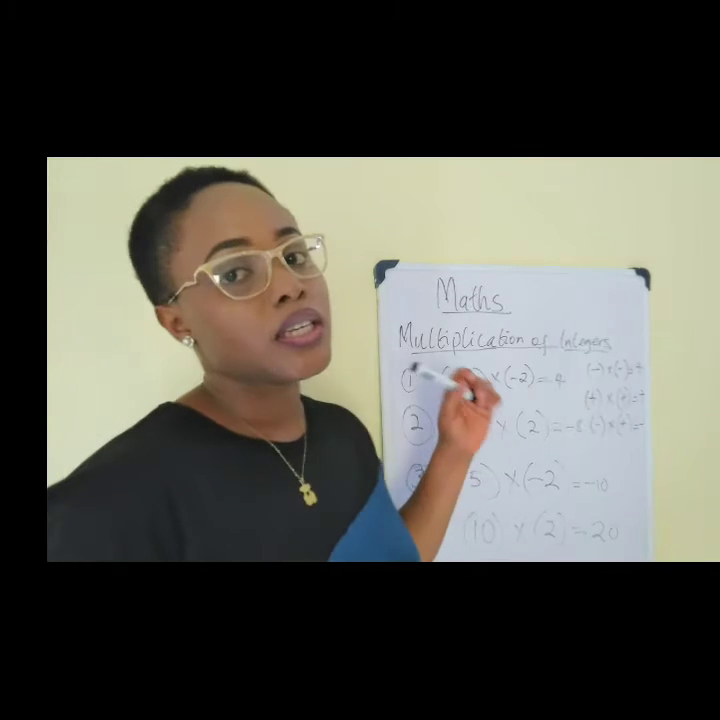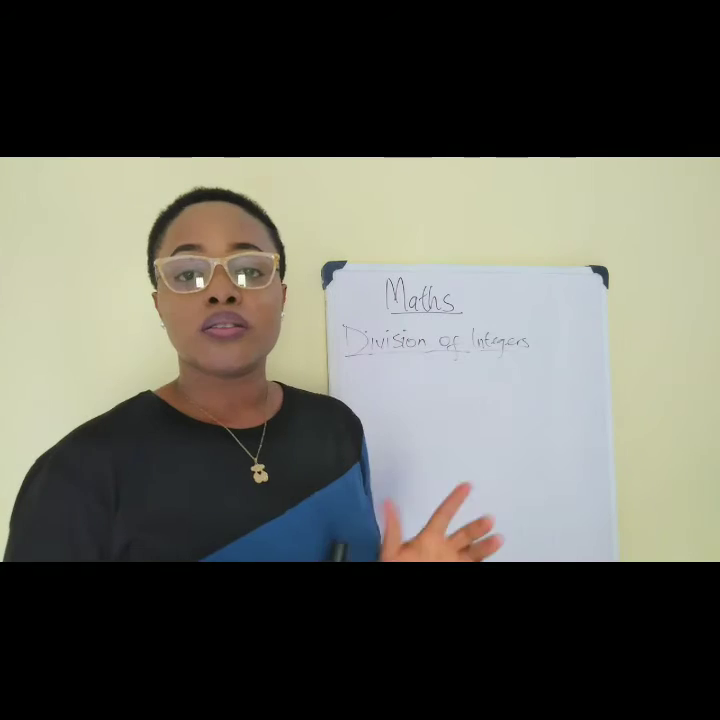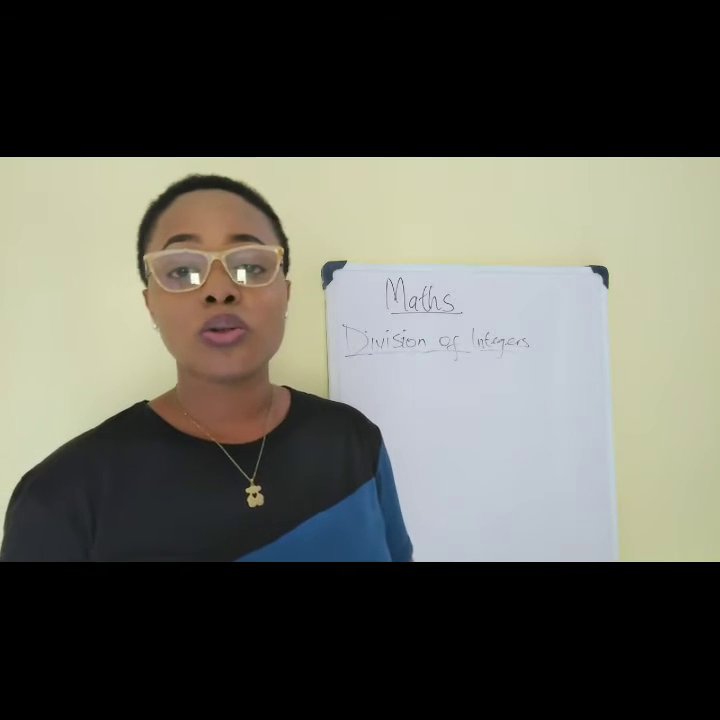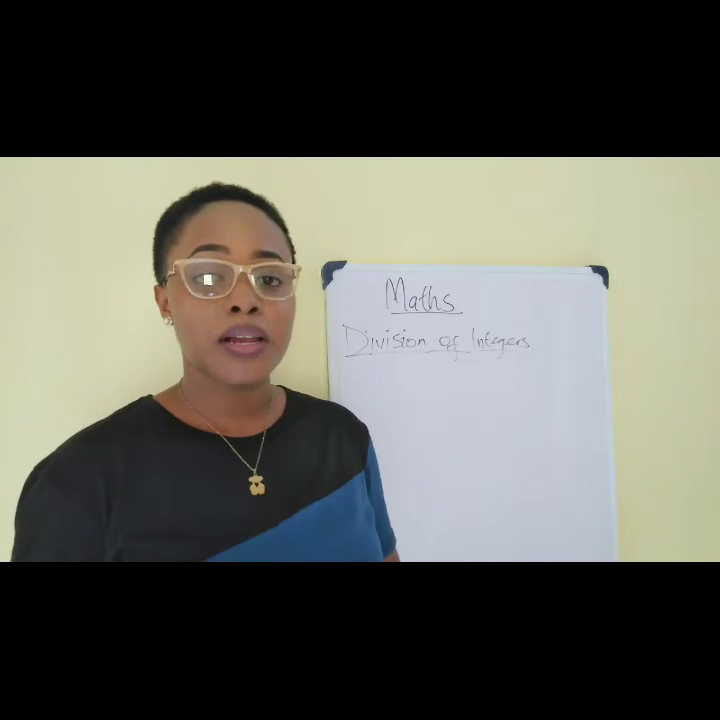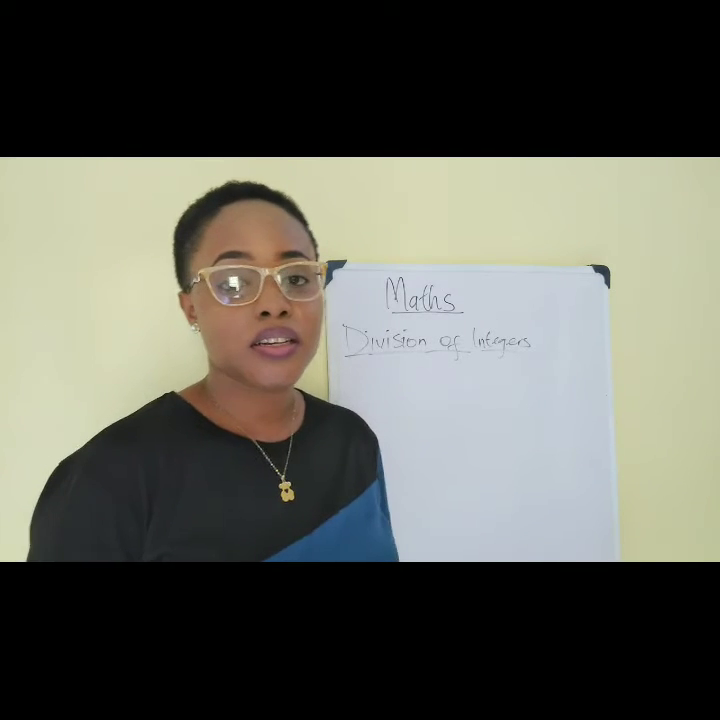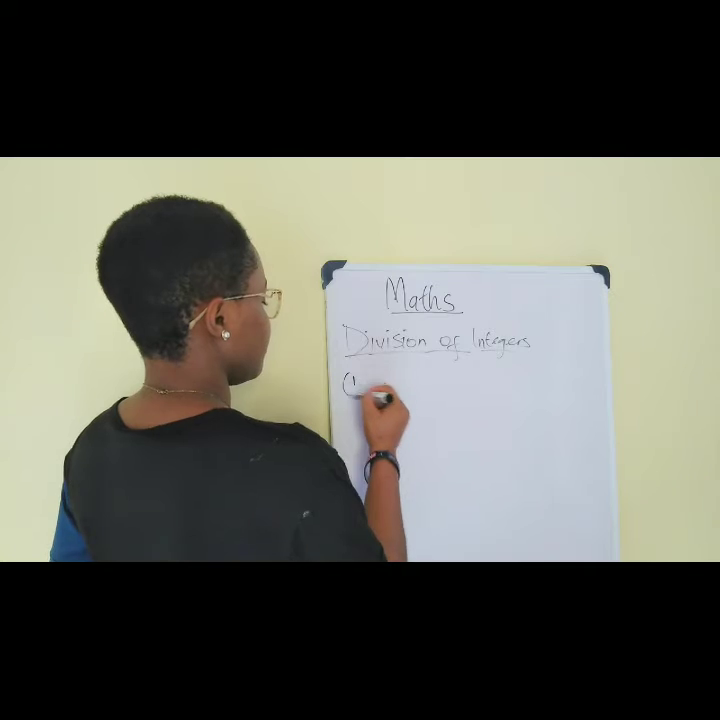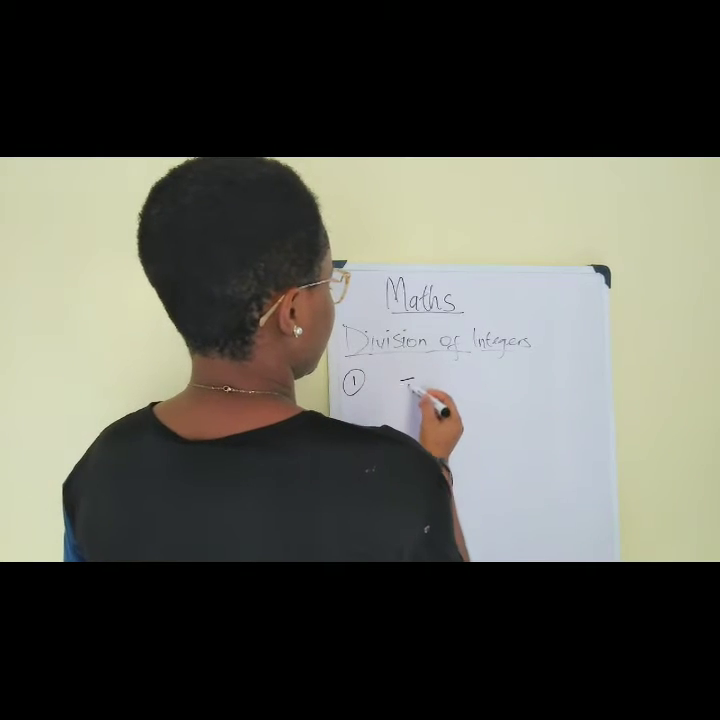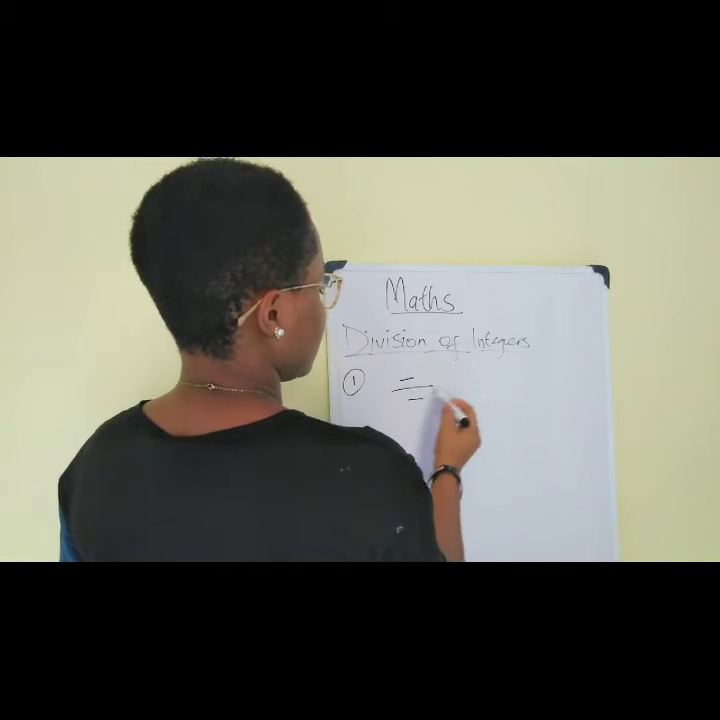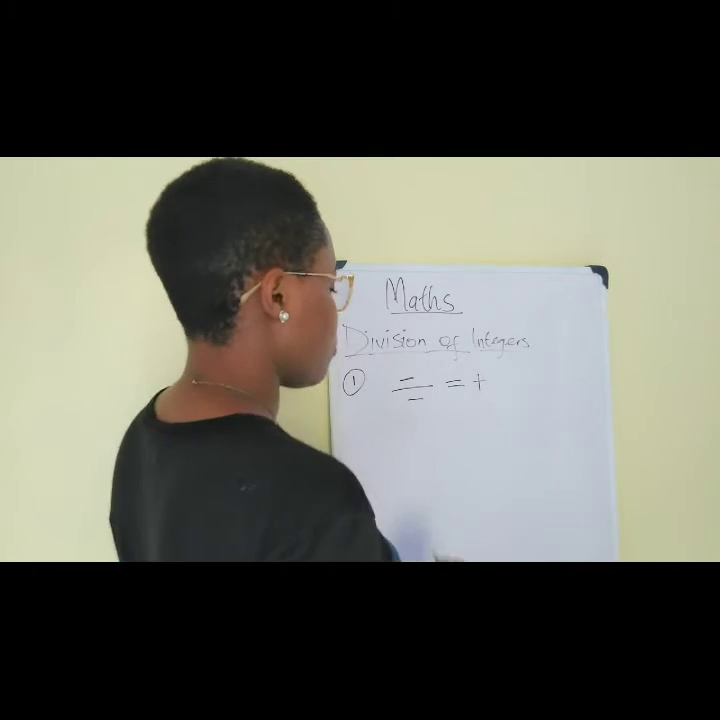So these are the answers that you're supposed to get to each of the problems. Now we are done with the multiplication. Let's move on to division of integers. So in division of integers, just like the multiplication, there are also a set of rules that you should apply in order to get the correct results when dividing integers. And the first rule is if a negative integer is divided by another negative integer, the outcome will be a positive outcome.